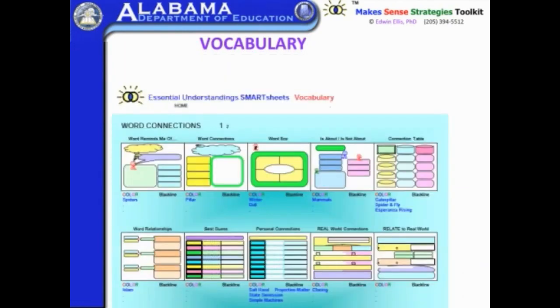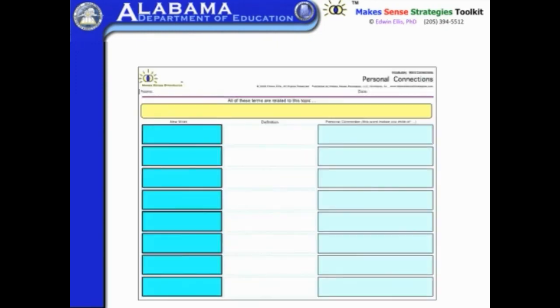Word connections are various smart visuals that are designed to have the student take the term and do various things to relate it to background knowledge in various ways. And so an example of that is the personal connections. What you have here are all the terms related to this topic, various new terms, and then places for the definition. Remember, these need to be in student-friendly language.